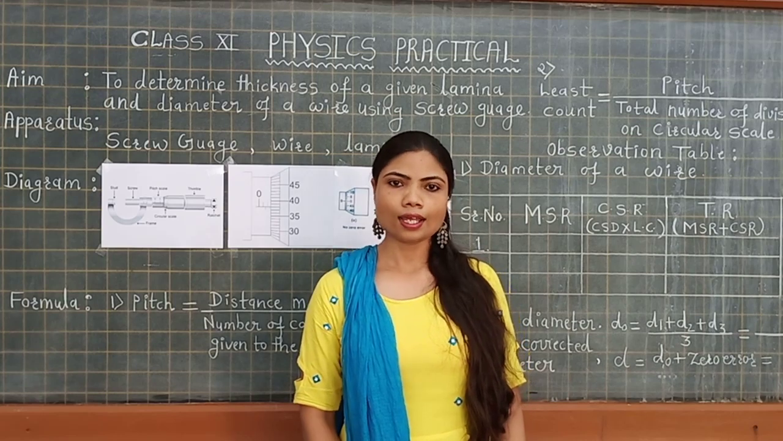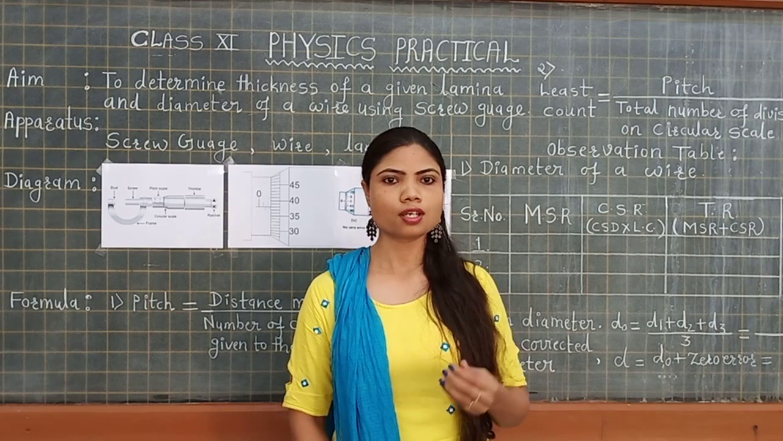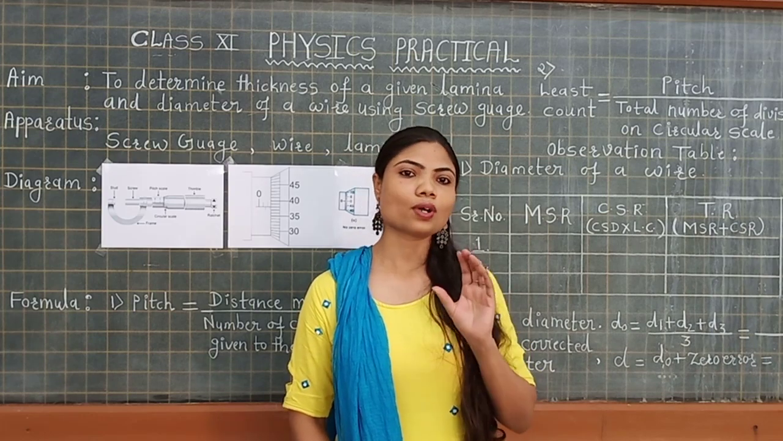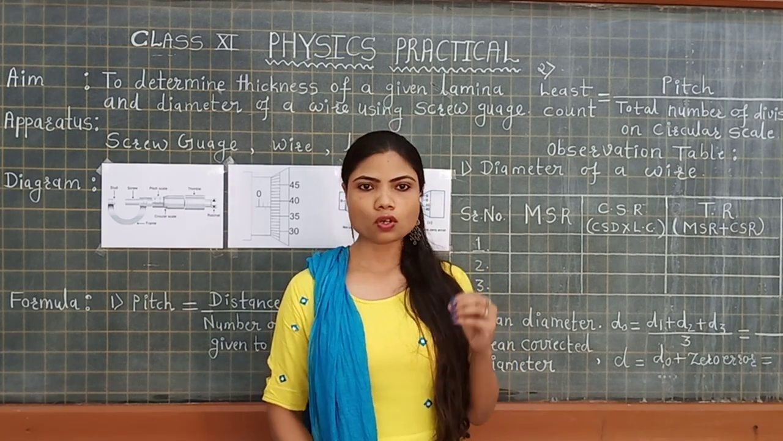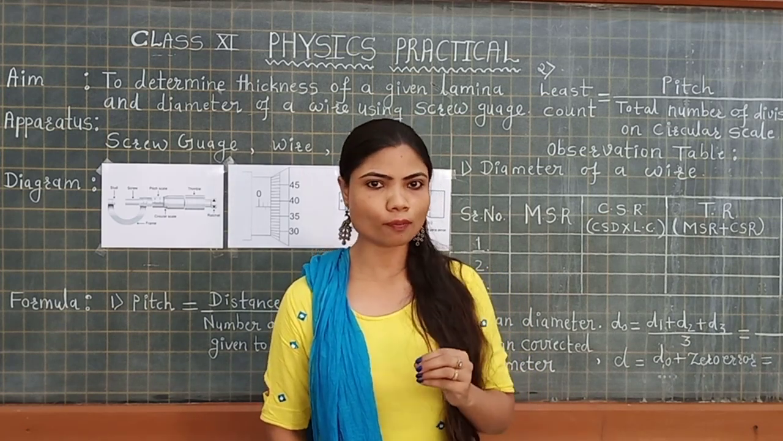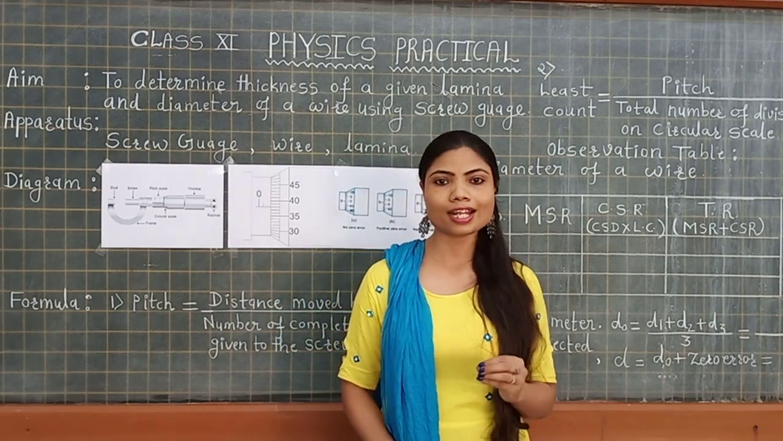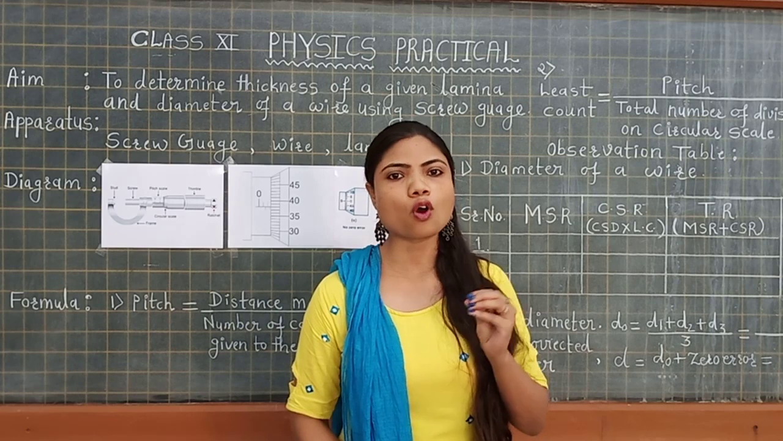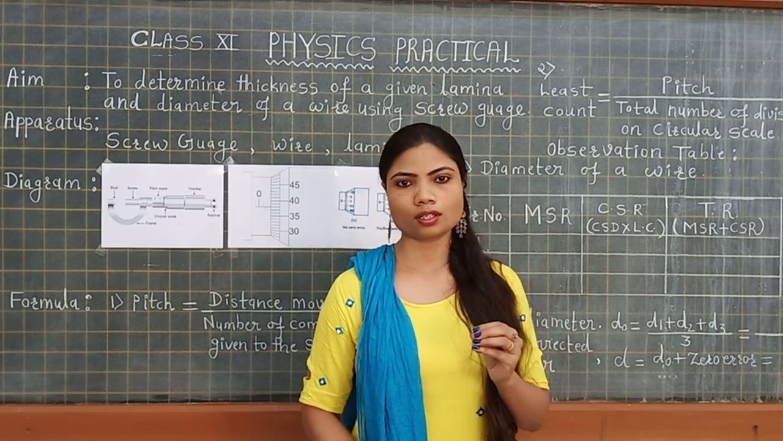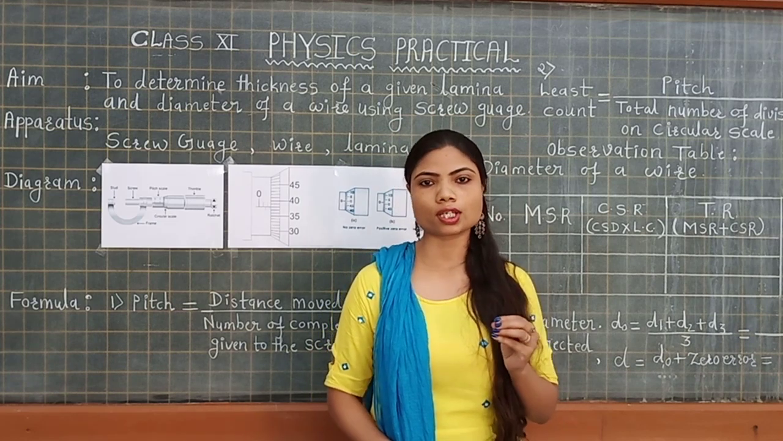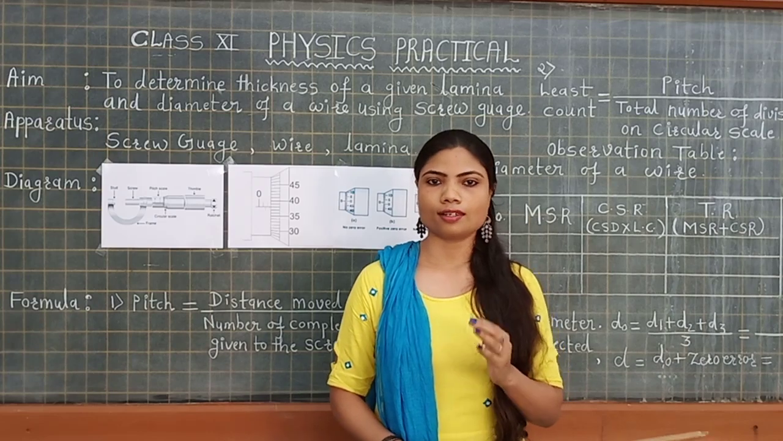Okay, and let me introduce you to some theory so that you are able to understand why we are going to use a screw gauge here. A screw gauge is an instrument which is used to measure the diameter or thickness of a very small object. Yes, because its least count, meaning its smallest division, is so small that we are able to calculate this.